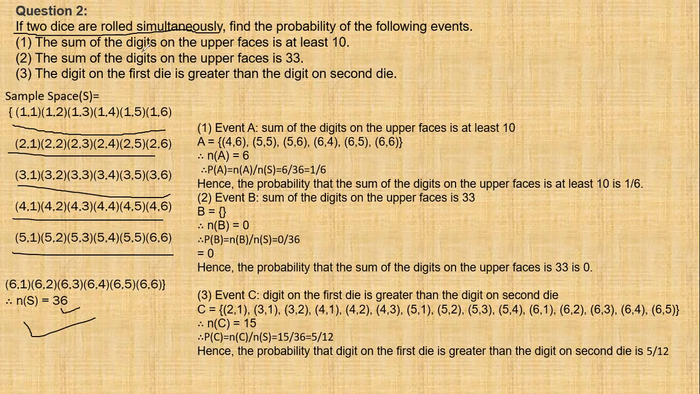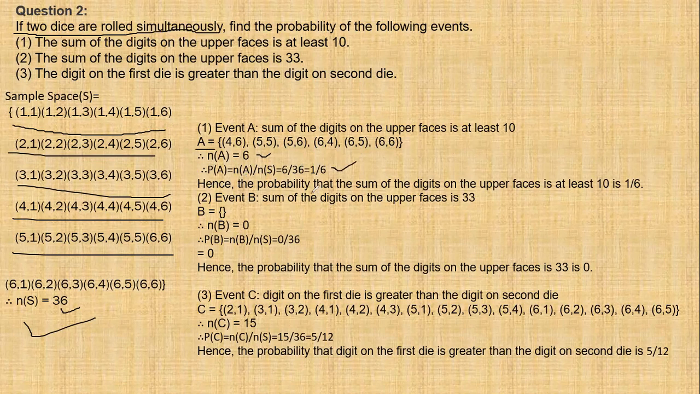Now the sum of the digits on the upper face is at least 10. Sum means if you add them, you have to get 10. If you get more than that, it is okay. We already did that one. Correct? So what you have to do now is write down event A: (4,6), (5,5), (5,6), (6,4), (6,5), (6,6). So it is 6. What is the probability of A? Number of A upon number of S. So 6 upon 36, that is 1 upon 6.